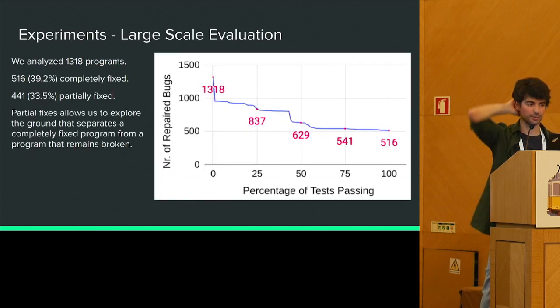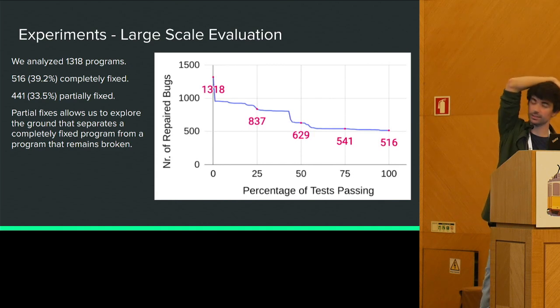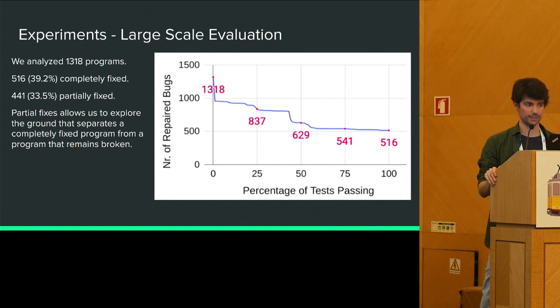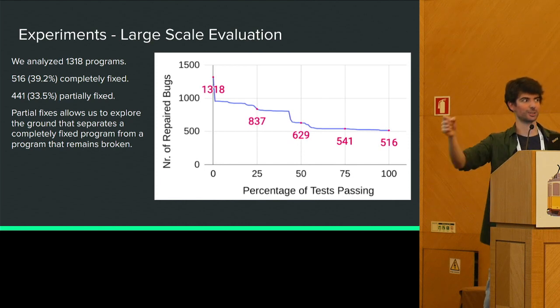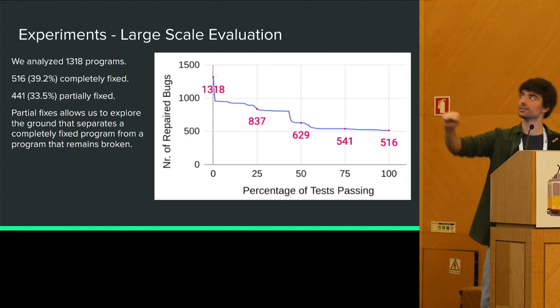So as we said, we analyzed 1,318 programs. 516 were completely fixed, and that's 39.2% of them. And 441 were partially fixed, which is a 33.5% rate. Partial fixes are patches that satisfied somewhere between 1% and 99% of test cases. This actually allows us to explore the ground that separates a completely fixed program from a program that remains broken. It's interesting to see that there are actually some amount of programs there.